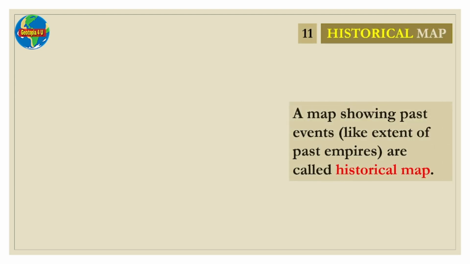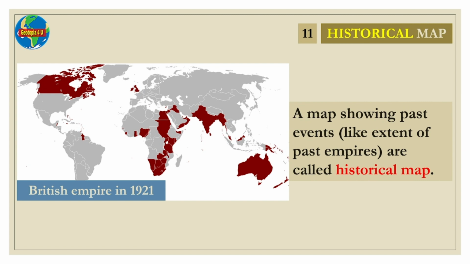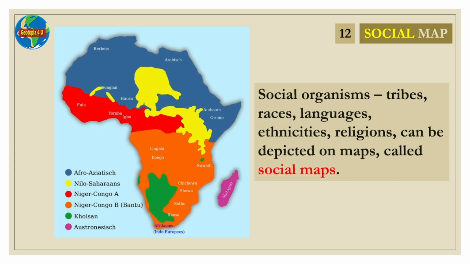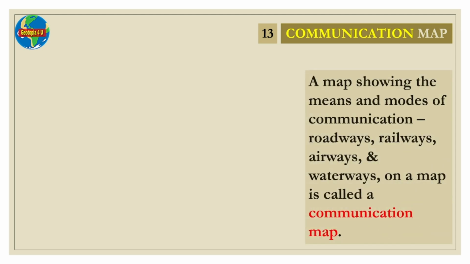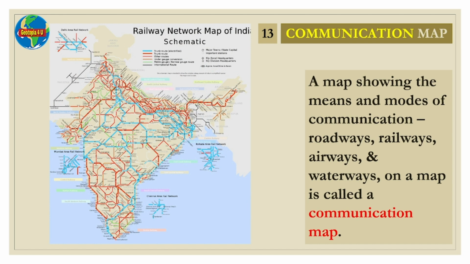Number 11. Historical map. A map showing past events like the extent of past empires is called a historical map. Number 12. Social map. Social organisms, tribes, races, languages, ethnicities, religions can be depicted on maps which are called social maps. Number 13. Communication map. A map showing the means and modes of communication, that is, roadways, railways, airways, and waterways on a map is called a communication map.